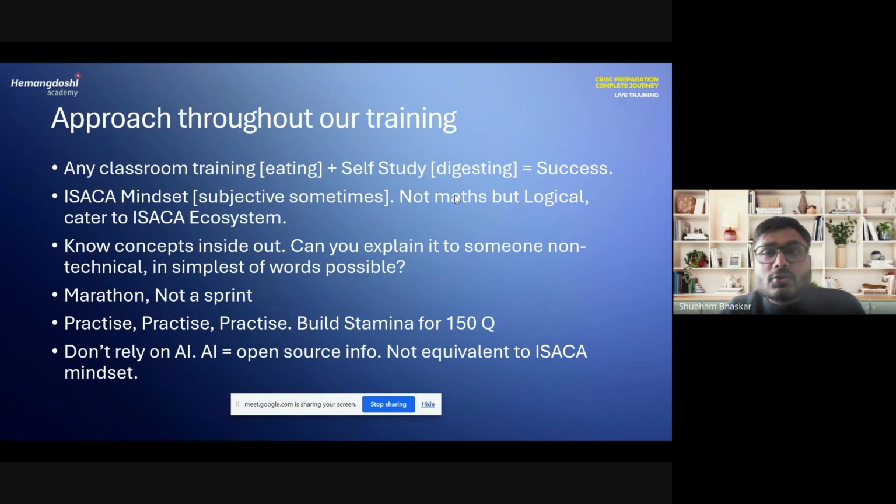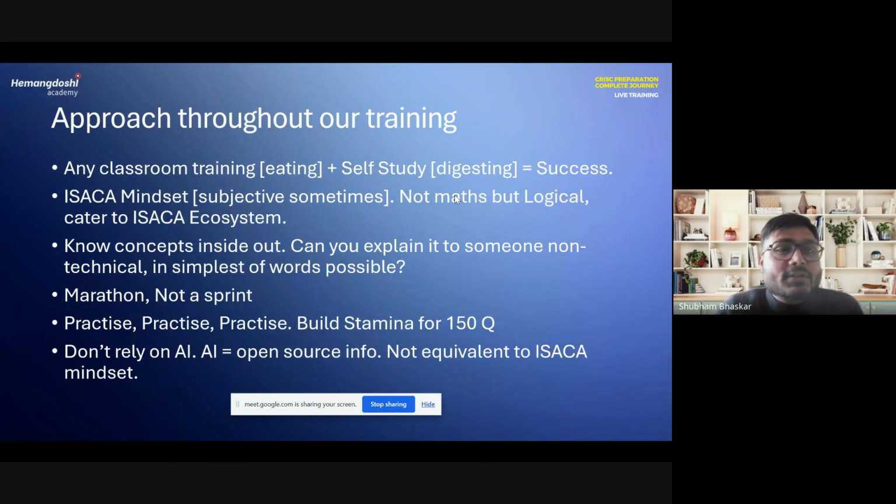So what approach do I take through the training? As I said in my previous training, and I'm repeating here, any classroom training is like dining in, and self-study is what is digesting. The best the training can deliver is the heavy lifting. It can do the heavy lifting for you, prevent you from doing a lot of repetitive work, and make things easier. But at the end of the day, you have to digest what you have learned by doing self-study. That's what I call eventual success.